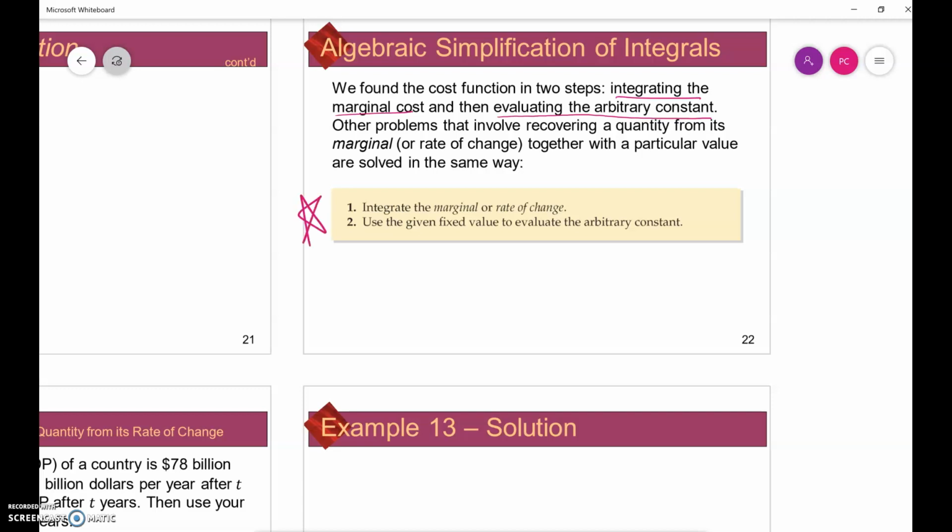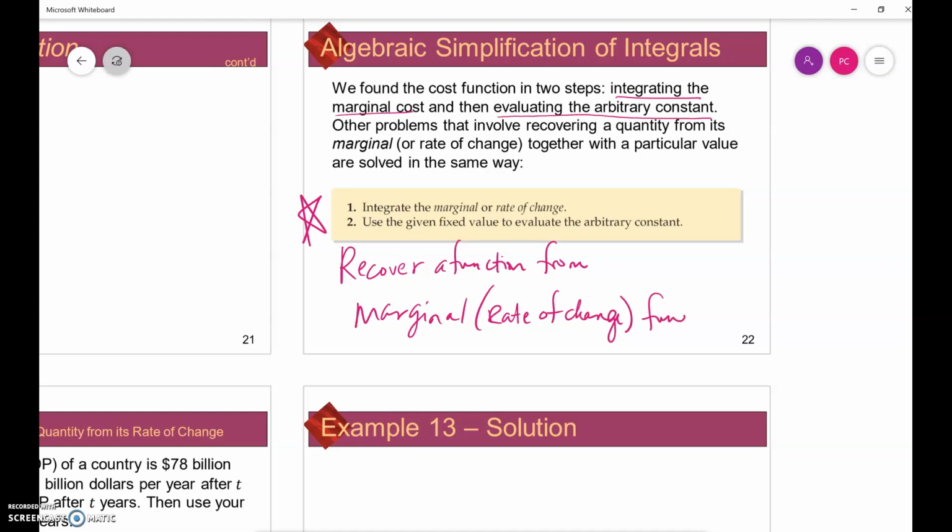Okay, so if we want to recover a function from the marginal or rate of change function, it's the same steps every time. Okay? We integrate the marginal or the rate of change, and then use that fixed value to evaluate the arbitrary constant. Okay, so let's try one more.